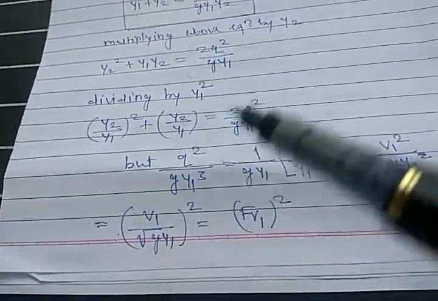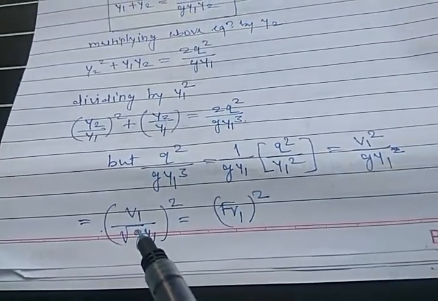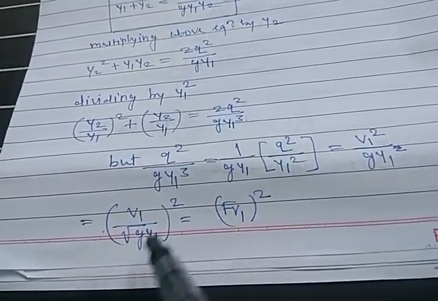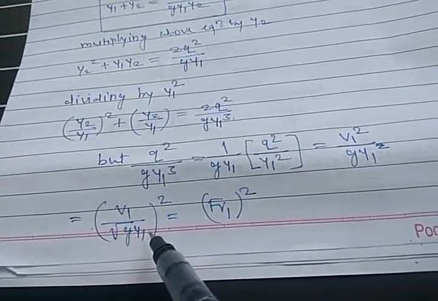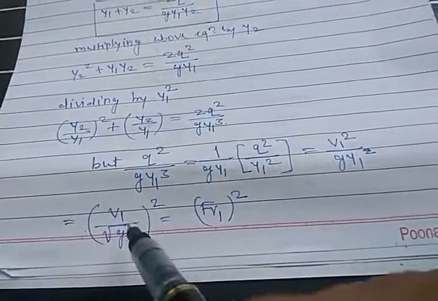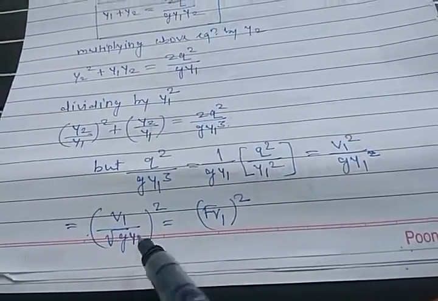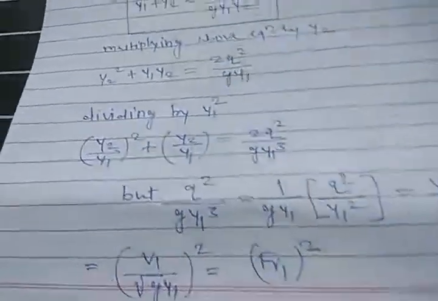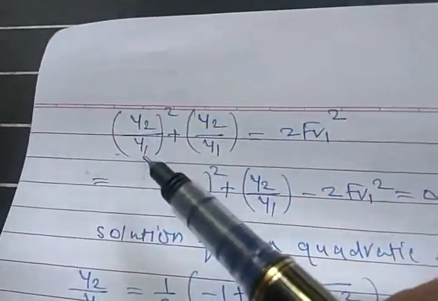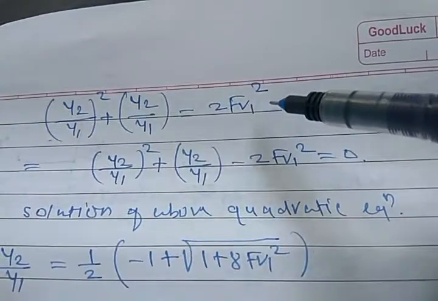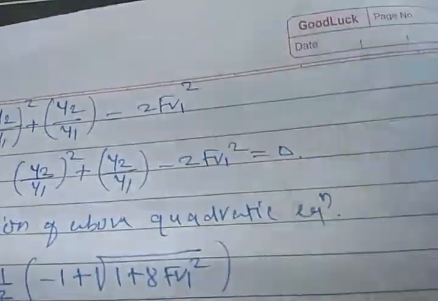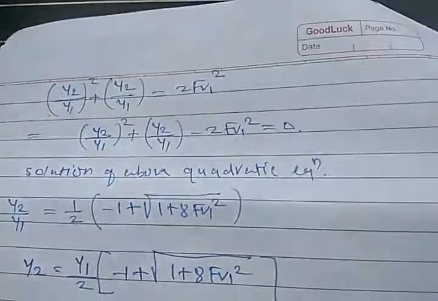So this is equal to v1 divided by square root of g y1, bracket square. This you can write like this. And v upon square root of g y1 is nothing but the Froude number, velocity divided by square root of g into y1. So ultimately what you get is y2 by y1 bracket square plus y2 by y1 is equal to 2 Fr1 square. Fr1 indicates it is the Froude number before the jump.